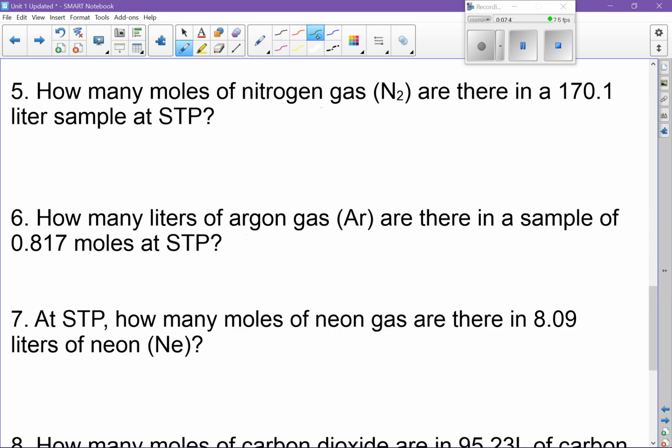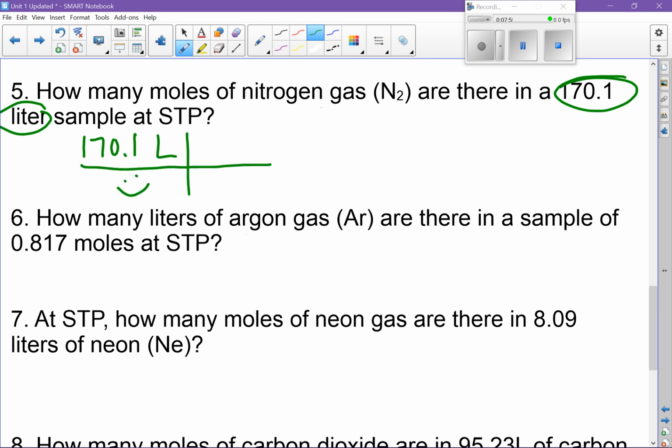Alright, next one. Let's see. Here's the number that they gave me. There's the unit for it. So that's what I start with. Have to put a unit on. Okay, draw your fence. Nothing down here. Liters up, liters down. The question says how many moles. That's the thing that goes on top. Then you can put your numbers in.